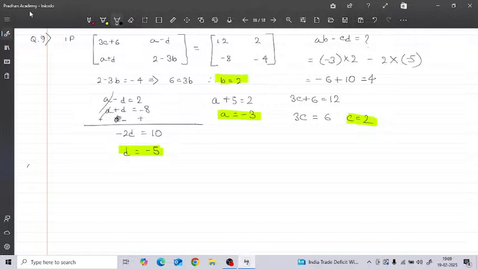Actually, this chapter is the easiest chapter in your 12th. We have to score the full marks from this.